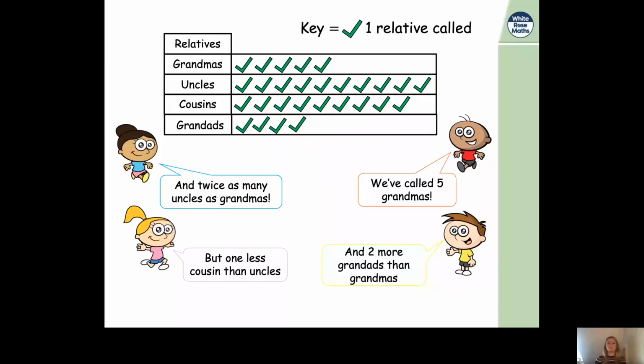Yes, because 1 tick is 1 granddad. So we've got 5, 6, 7. There we go. We have completed our pictograms using all of the children's different clues.